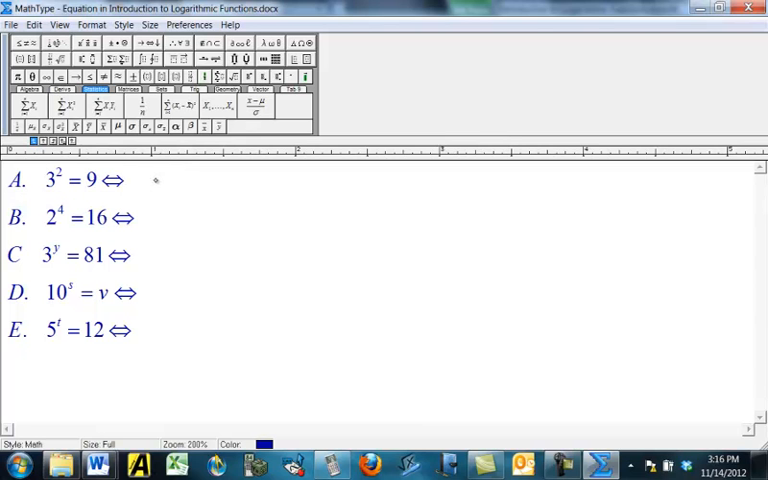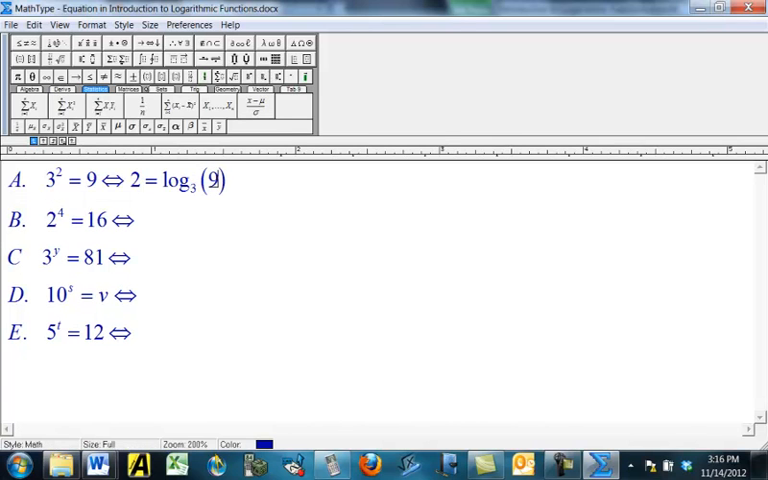So which is the logarithm? The log is 2, so 2 equals the logarithm. The base is 3, and so that leaves it must be the logarithm of 9. Or let me just put the 2 on the other side. Okay, let's do the next one.